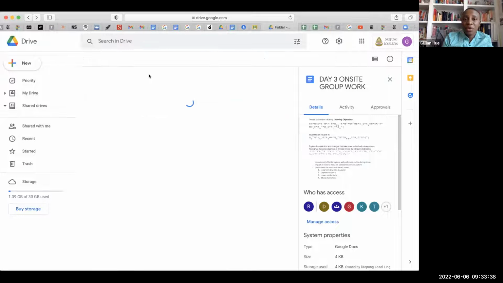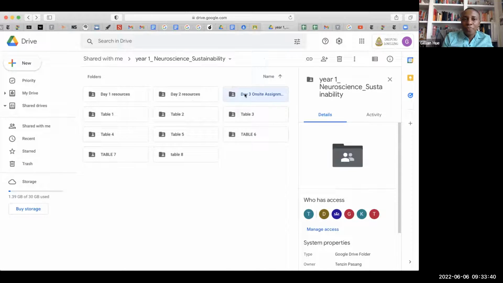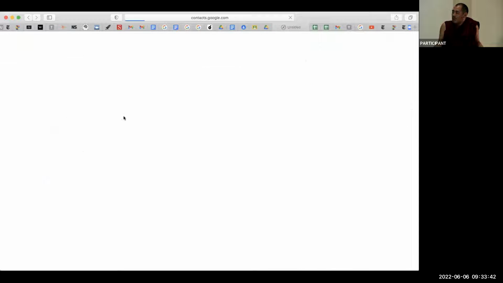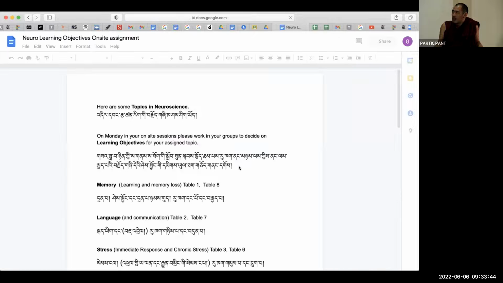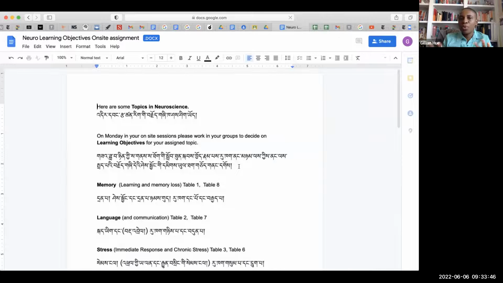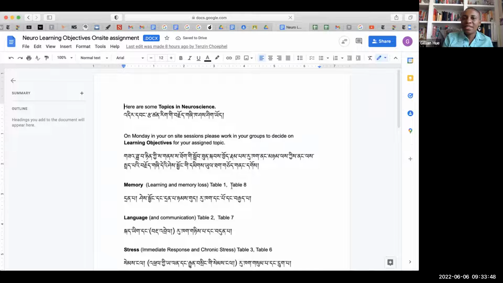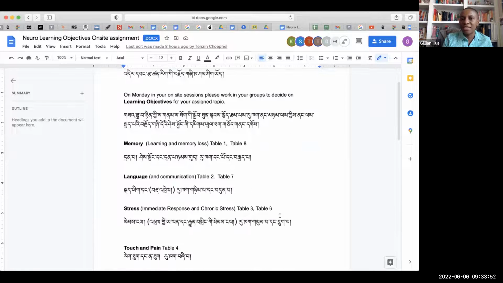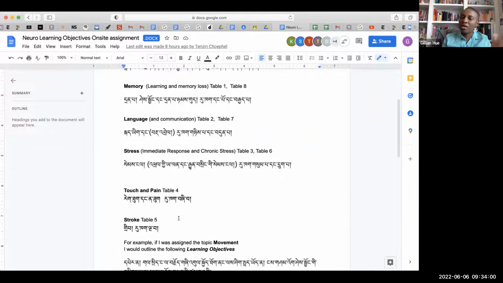Yes, very good question. Thank you. I wanted to see how each group would approach it. So for memory, language and stress, I assigned two tables because I wanted to see if there would be a difference in how the tables approached it. Touch, pain and stroke, I thought were simpler, and so I didn't think they needed a comparison.